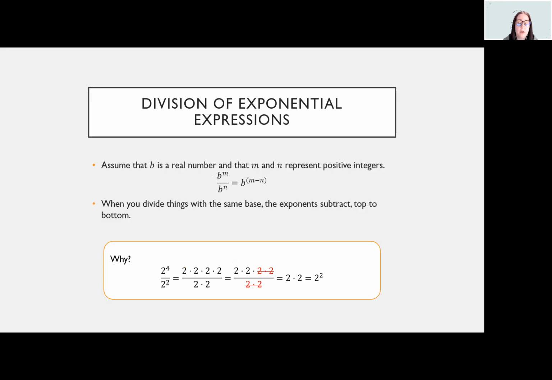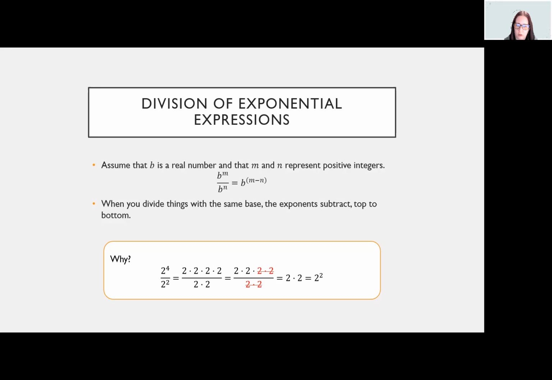And so the opposite of adding would be subtraction. So when you're dividing exponential expressions, you subtract the exponents, and you always do it top minus bottom. If you do it the other way around, you're going to get the wrong answer. So you always have to do top minus bottom.